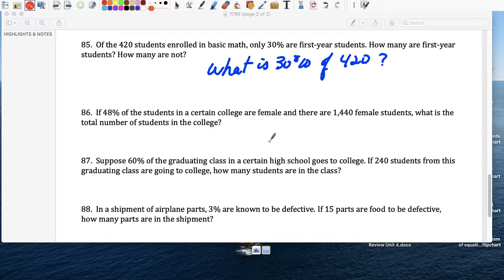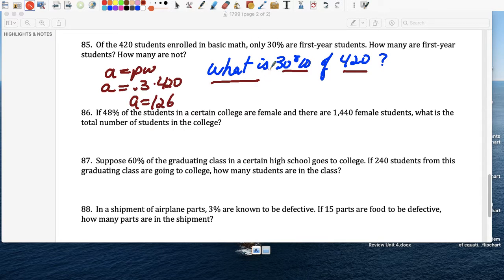You can write it like that. If we do A equals PW, the part is what I'm looking for. 30% is 0.3, and W, the whole, is 420. So 0.3 times 420 is 126. Out of the 420 students, 126 students are freshmen. The rest are people who, for whatever reason, are taking the class a second time.